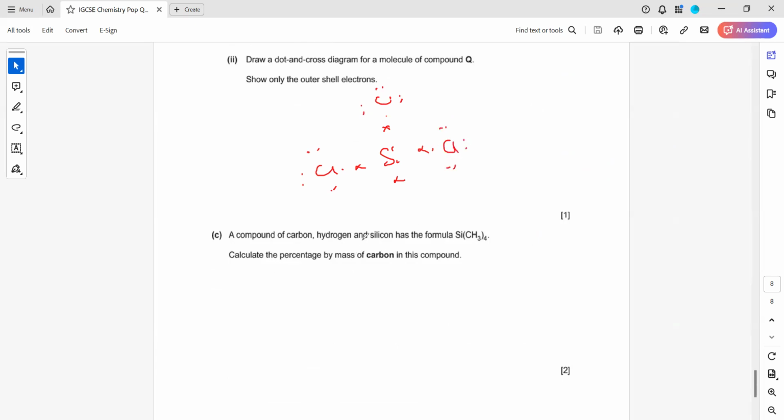Then a compound of carbon, hydrogen and silicon has the formula Si(CH3)4. What is the percentage by mass of carbon in the compound? Also, the dot and cross diagram we have to do. No, dot and cross. If you want to make a circle, that's also fine. You can draw the circle around.